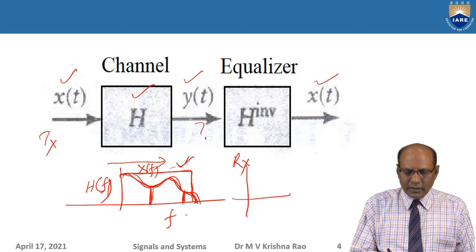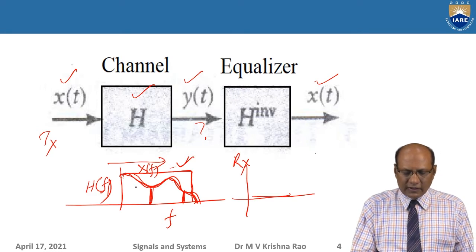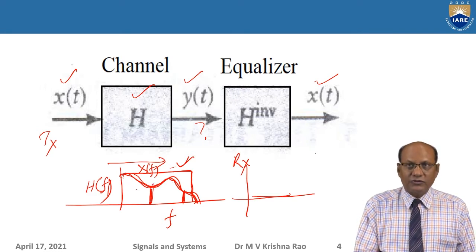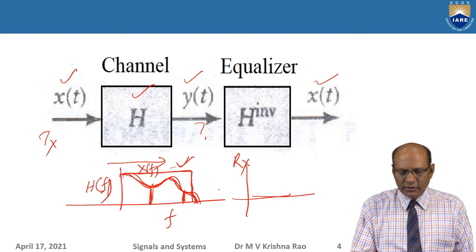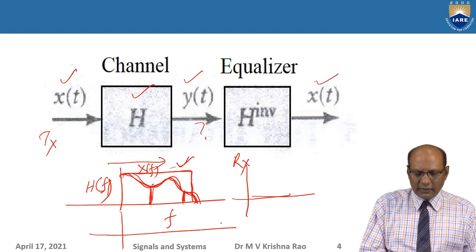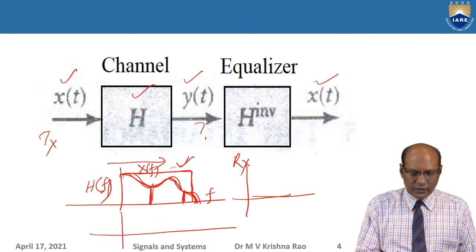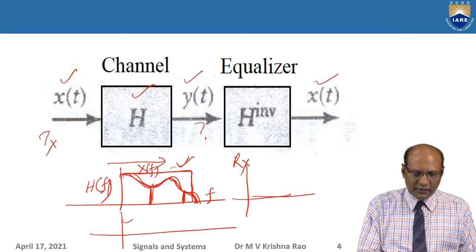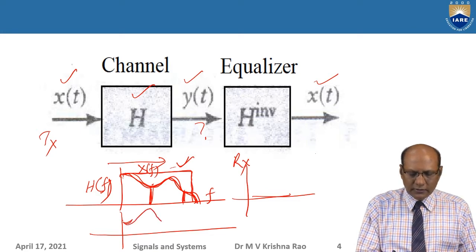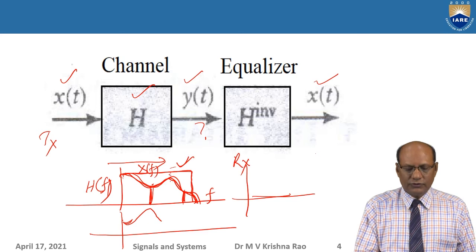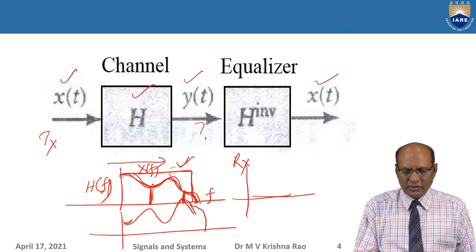So now what I have to do? At this point, I should have an inverse filter. What is an inverse filter? These frequencies are to be boosted. I will write it here. This is f. These frequencies I will reduce. These frequencies are already boosted, so I need not boost them. This I will boost more, something like this.